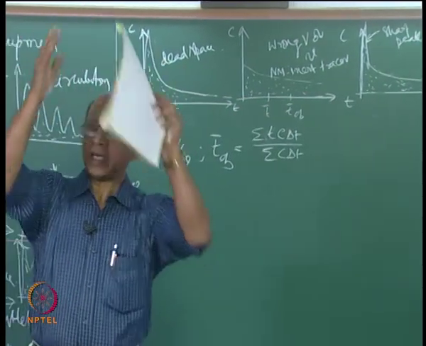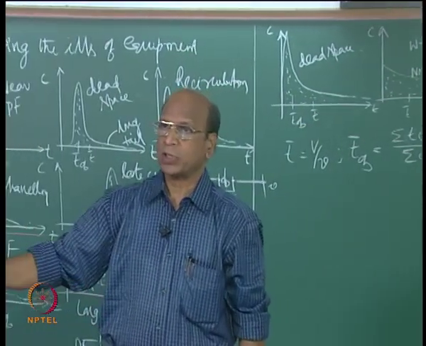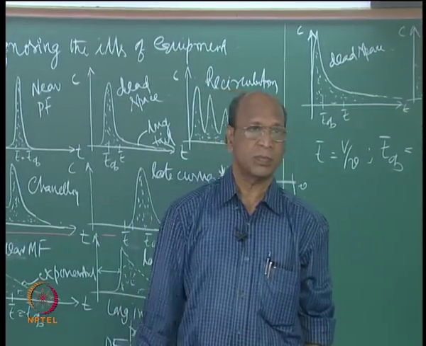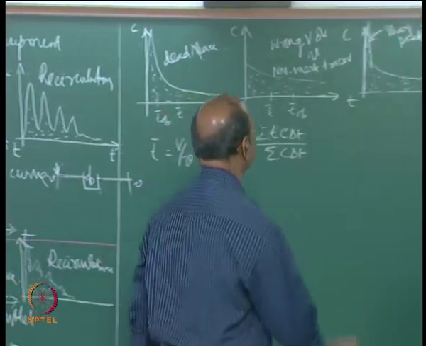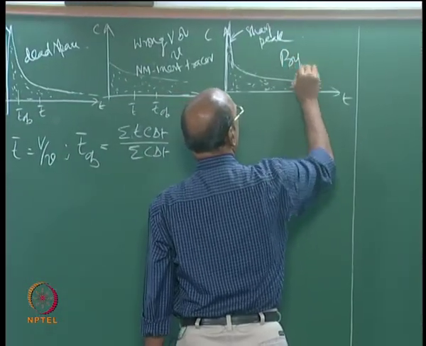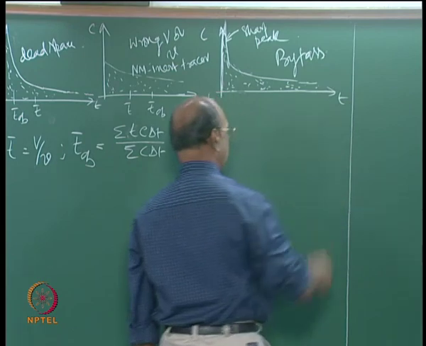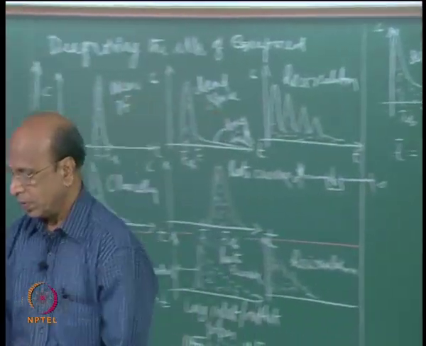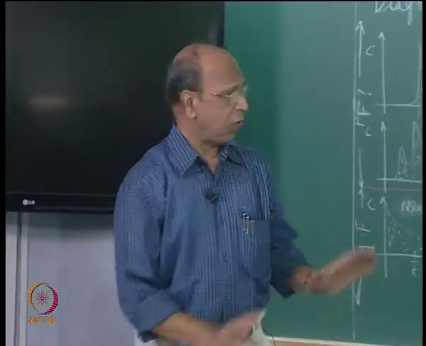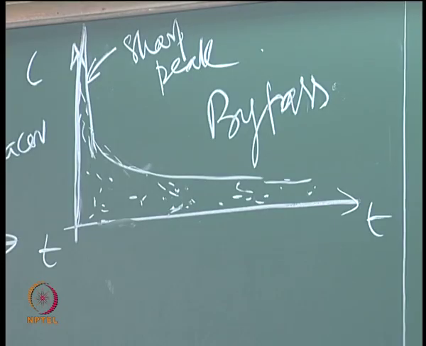So next one, this is a very sharp peak. Suddenly one peak comes, and that peak is almost at time t equal to 0. That is bypass. Very good, nice. So, over, I think this is the first section of RTD.